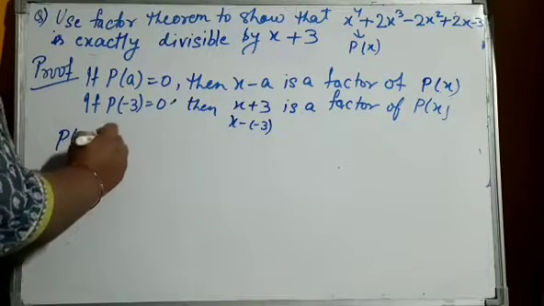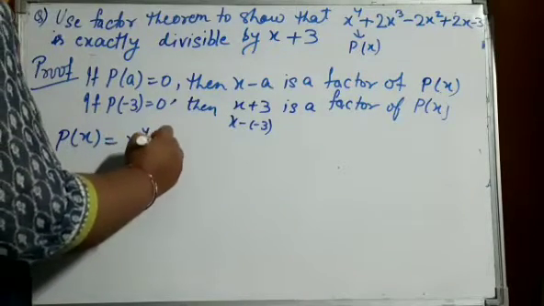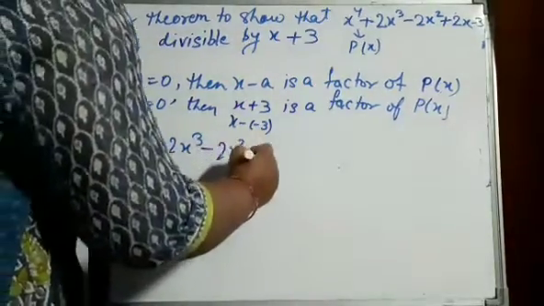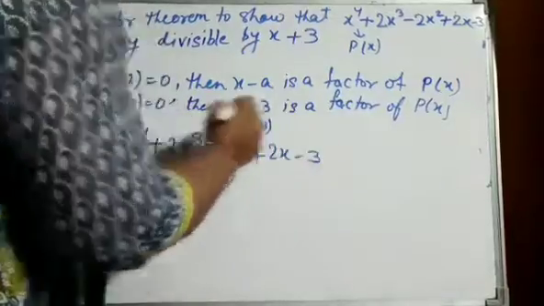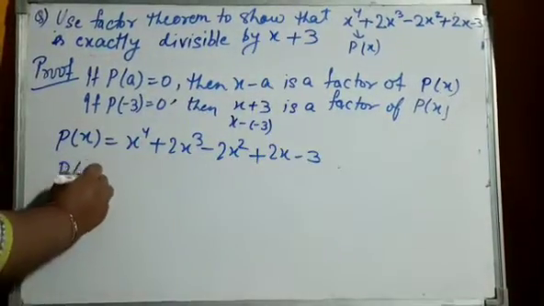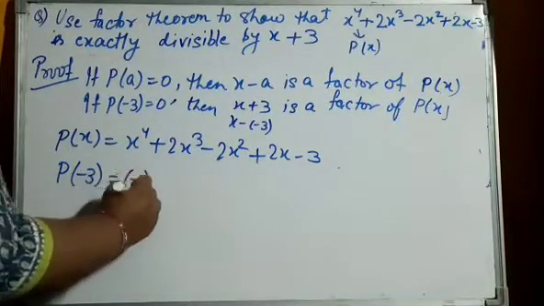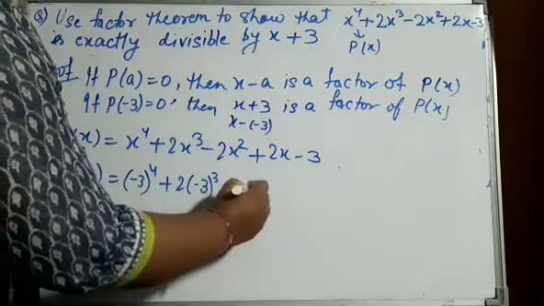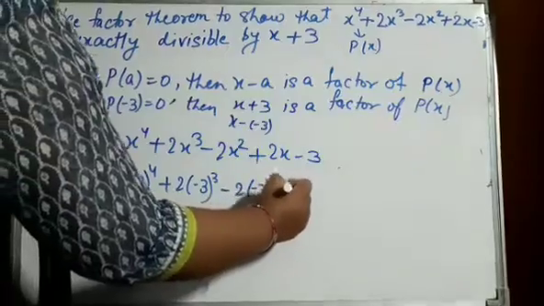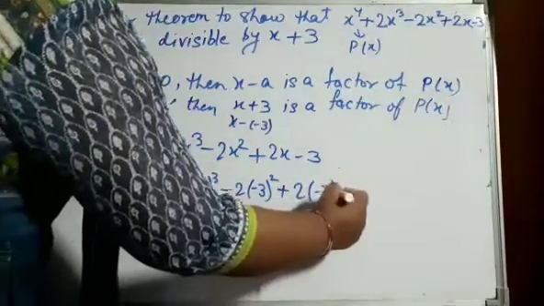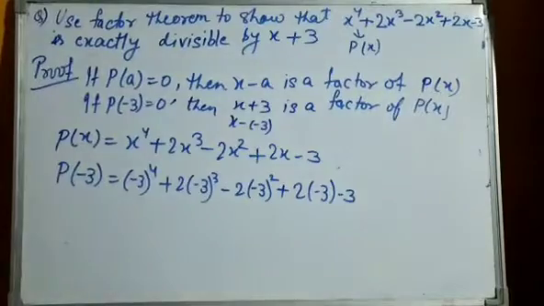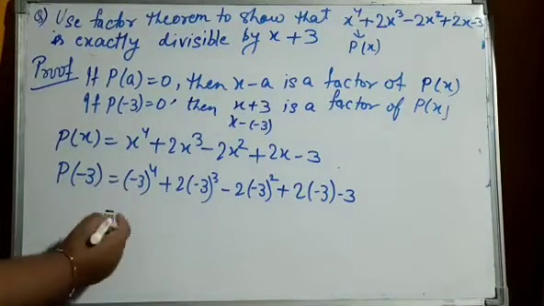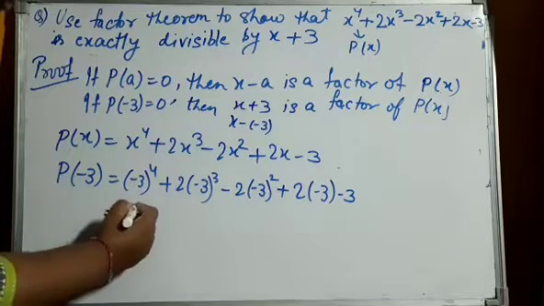P of x, first we will write, is x to the power 4 plus 2x cube minus 2x square plus 2x minus 3. Let us put x equal to minus 3. We will write here minus 3 to the power 4 plus 2 times minus 3 cube minus 2 times minus 3 square plus 2 times minus 3 minus 3. When we calculate, since it is minus 3 to the power 4, it will come 81.